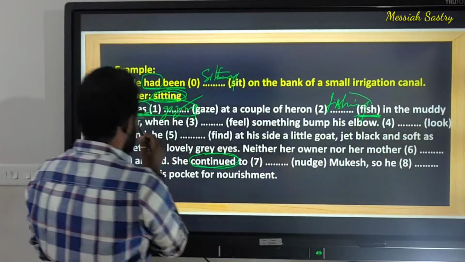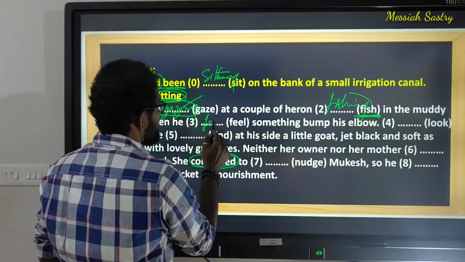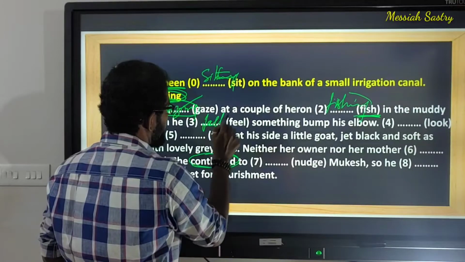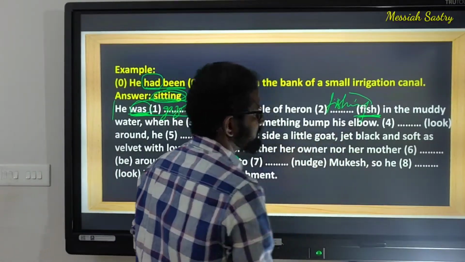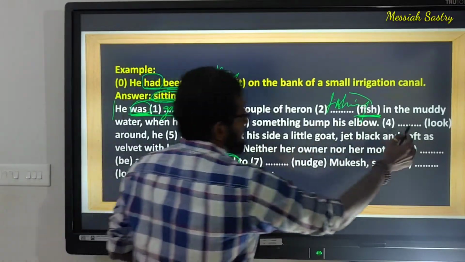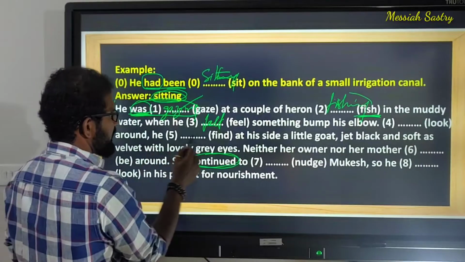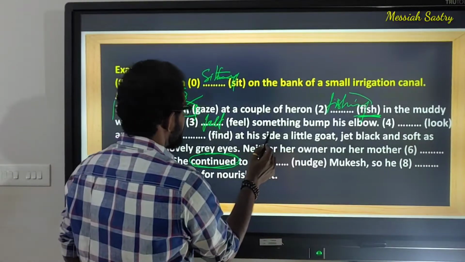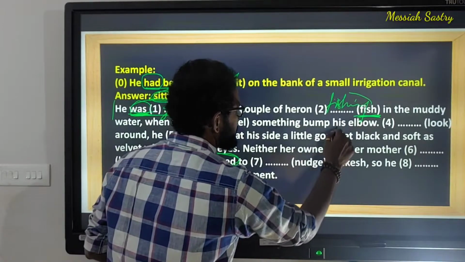in the muddy water when he felt something bump his elbow. Looking around, he found at his side a little goat.